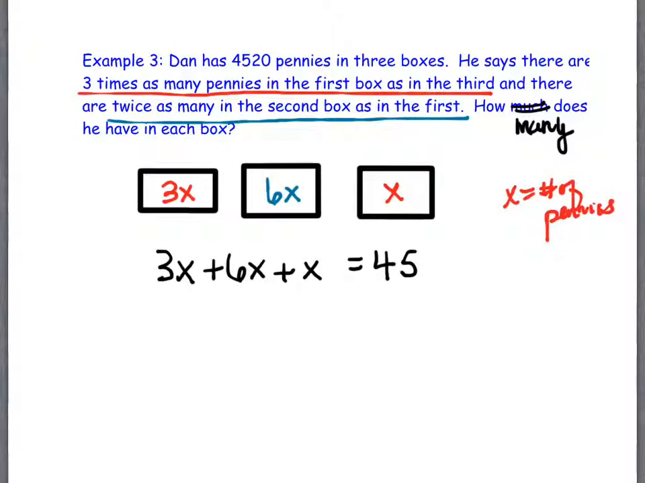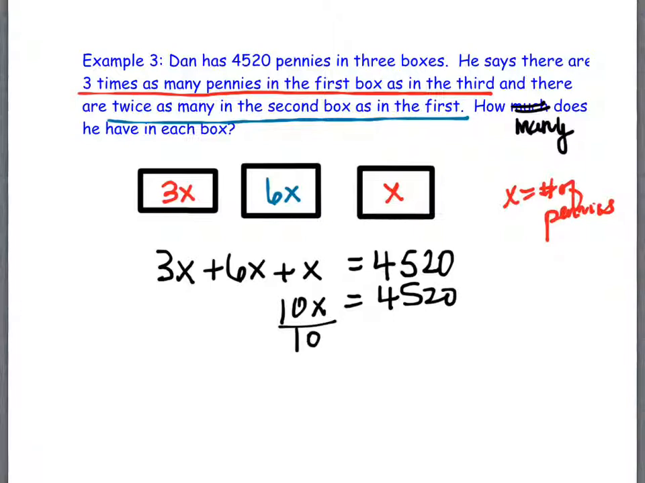If I wanted to figure out how many pennies I had total, I could just dump all the boxes together. That's the same as adding them up. So I'm adding them together because I would essentially be combining all the boxes together. And they are equal to the 4,520 then. So then what is 3x plus 6x plus 1x, or plus x? That is 10x.